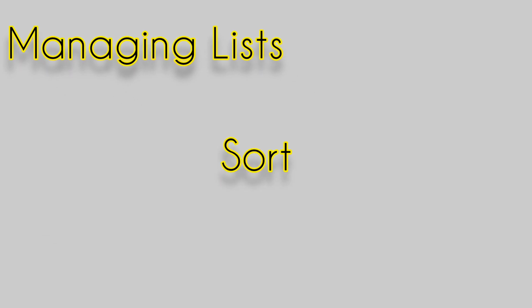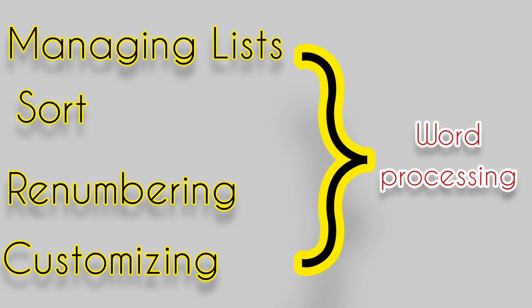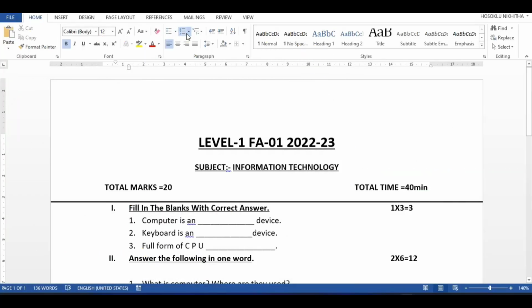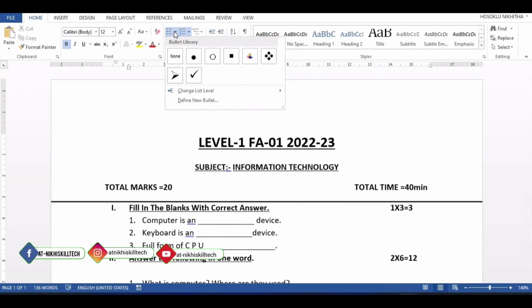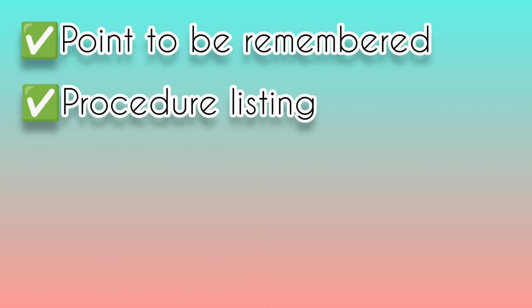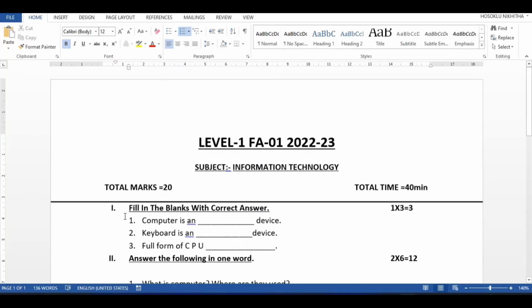Today let us learn about managing lists, sorting, numbering and customizing in a word processor. You may already know that we can use numbering and bullet lists in a word processor. It is easy for us to maintain points to be remembered, procedure listings, tips and sub-points, etc. Also, it is useful to prepare a question paper model.